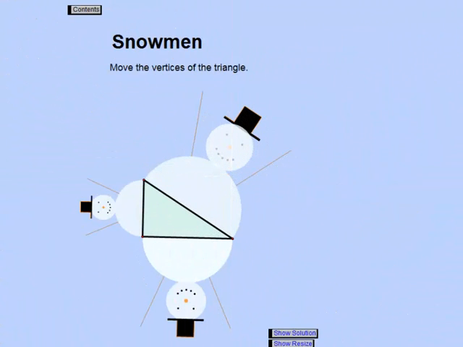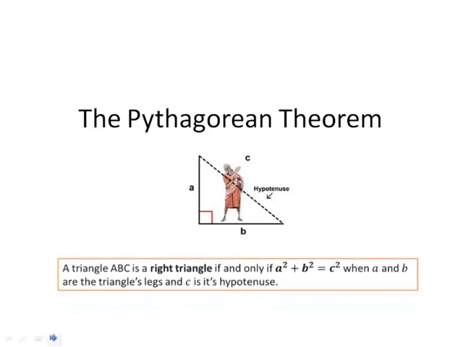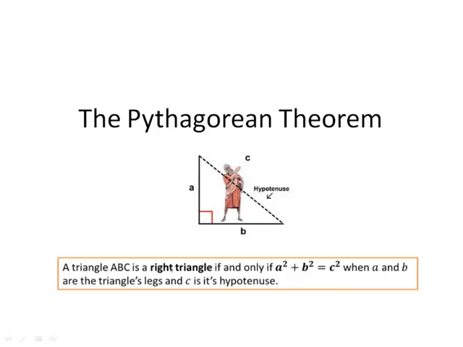Further, you can actually build any shape on the sides of the triangle, and the areas will remain the same. So we can state that a triangle is a right triangle if and only if the sum of the squares of the legs, a squared plus b squared, is equal to the square of the hypotenuse, c squared. A and b are the legs and c is the hypotenuse. We can use this to our advantage in calculating parts of right triangles.